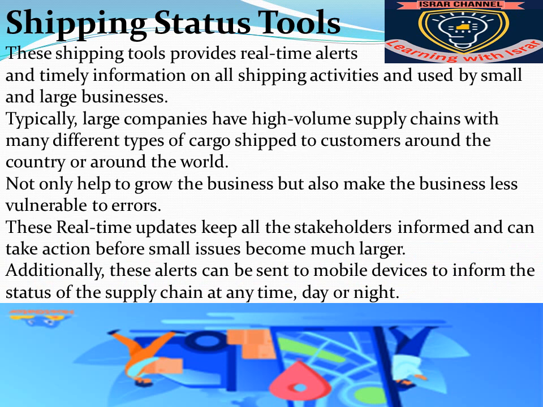Shipping status tool is another very important tool in supply chain management due to its importance in visibility. These shipping tools provide real-time alerts and timely information on all shipping activities and are used by smaller and larger businesses. Typically, large businesses have high volume supply chains with many different types of cargo shipped to customers around the country or around the world. So it not only helps to grow the business but also makes the business less vulnerable to errors. These real-time updates keep all the stakeholders informed so they can take action before small issues become much larger.